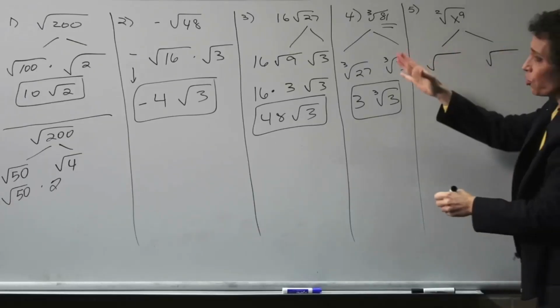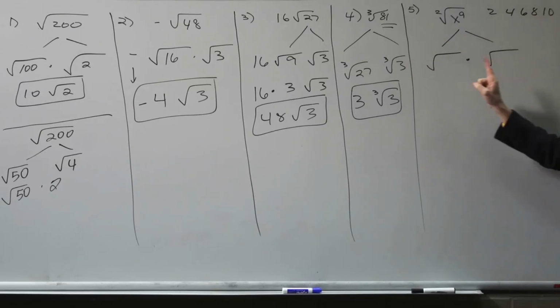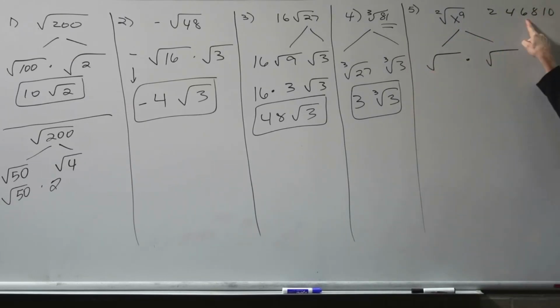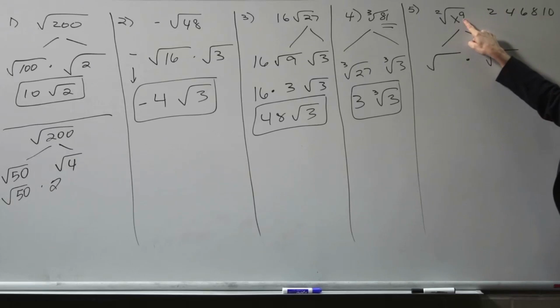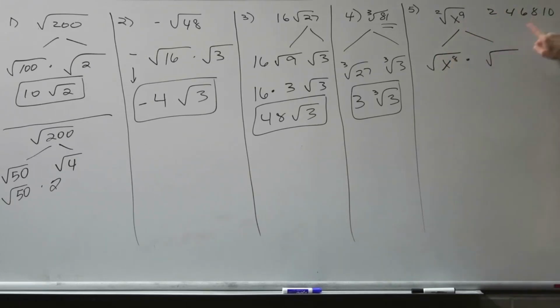I haven't kept saying that. I should have. I apologize. Okay, here's what I do. I take multiples of 2. 2, 4, 6, 8, 10. I take the closest one without going over. The closest multiple of 2 without going over to 9. The closest one is 8. That gives me x to the 8th. Well, x to the 8th times what is x to the 9th? X to the 8th times x to the 1st.